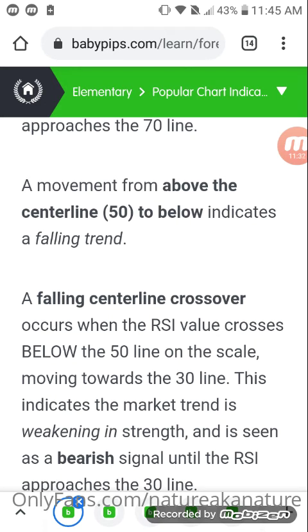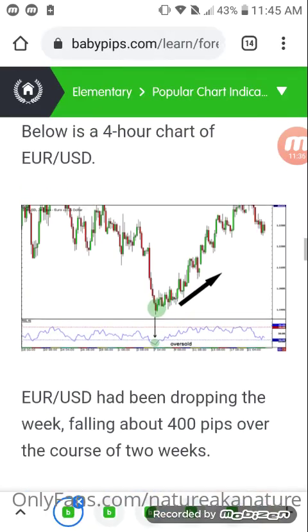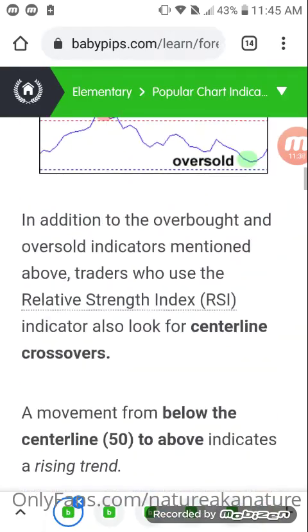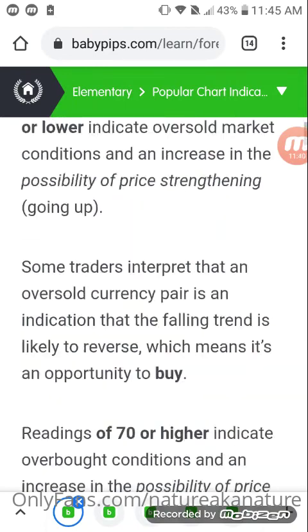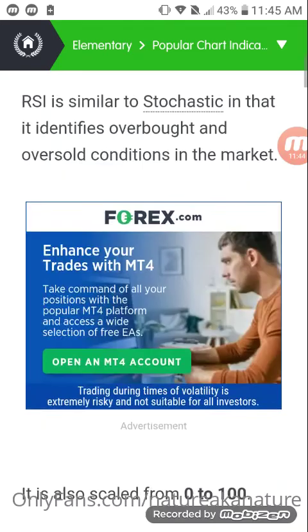I hope these videos help, gang. We're still going to go over support and resistance, but this is the summary of everything that you need to know as far as trading in the market.